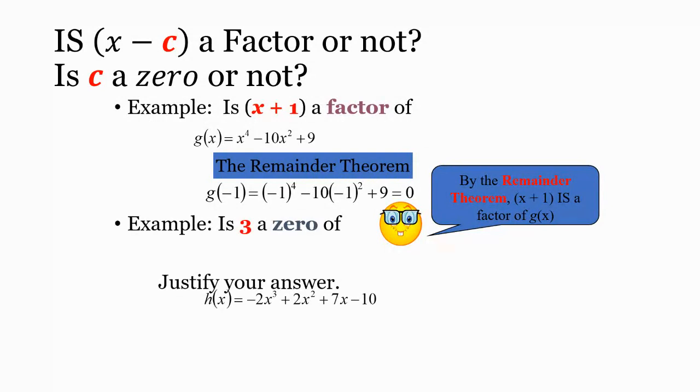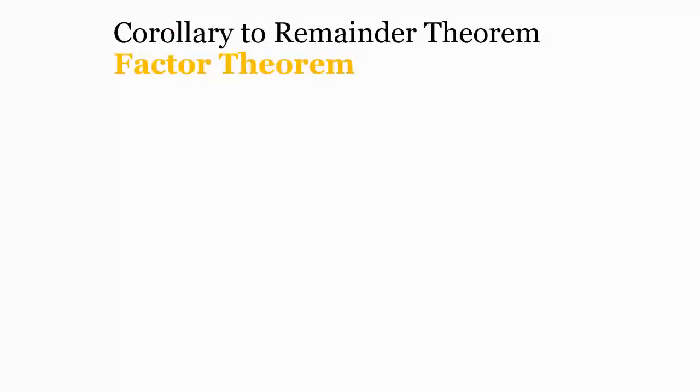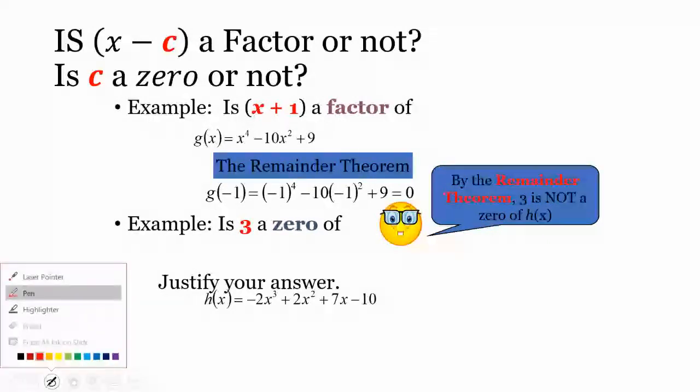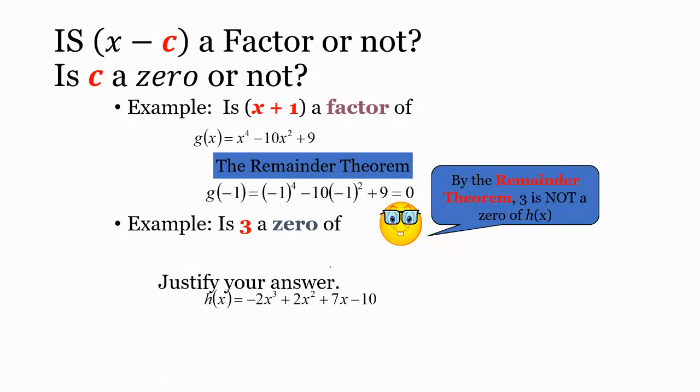Is 3 a 0? Sorry, pushed too much. Where'd my equation go? I guess it's down here. So it's h of x, sorry guys. H of 3: negative 2 times 3 to the 3rd, plus 2 times 3 squared, plus 7 times 3 minus 10. Let's see, what is that?